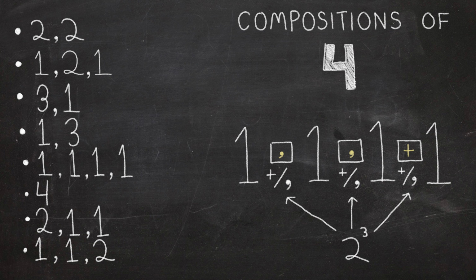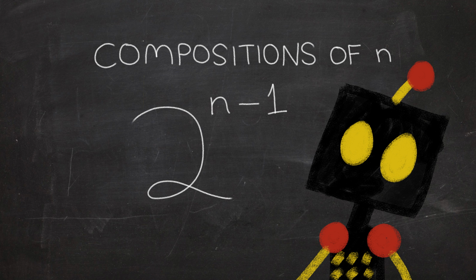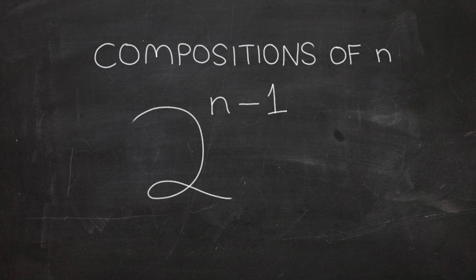So the solution is just 2 to the power of however many boxes we have, which is always one less than the number of ones. Therefore, the formula for the number of compositions for any number n is 2 to the power of n minus 1. To calculate how many compositions of 16 there are, all we gotta do is input 16 in the formula. 2 to the power of 16 minus 1 is... Wow, I'm glad we didn't try counting by hand.